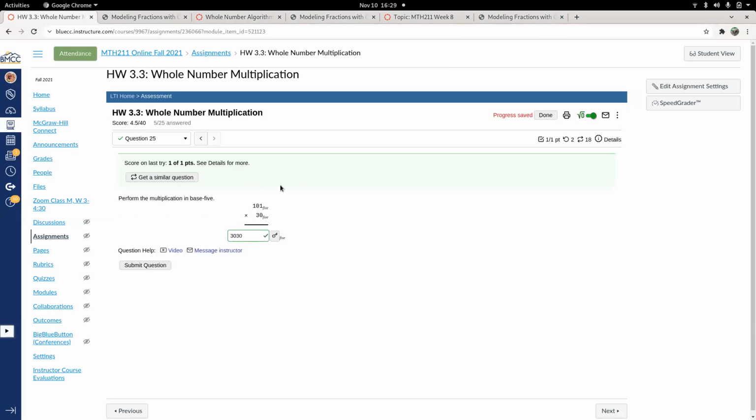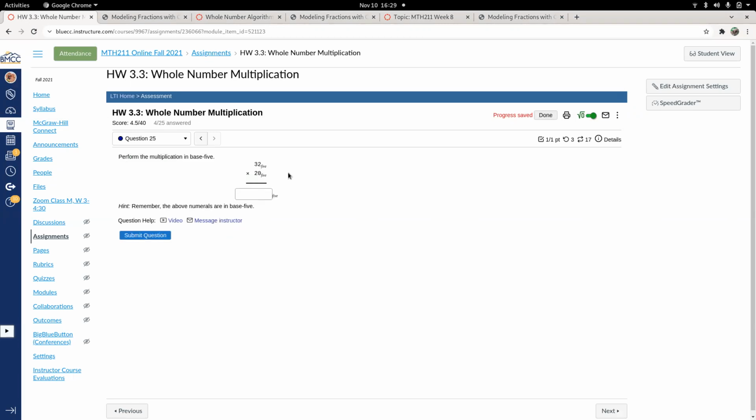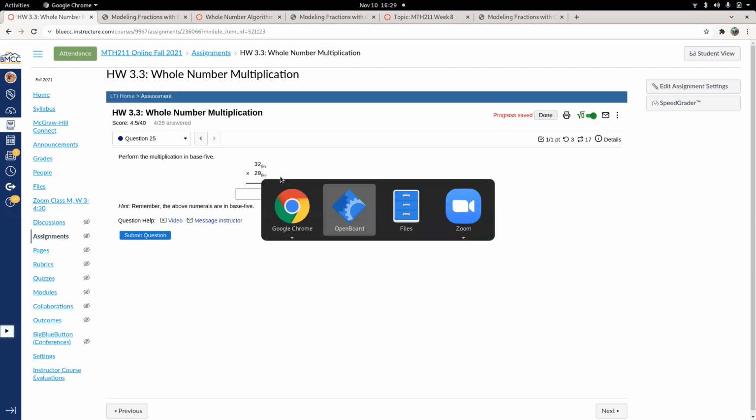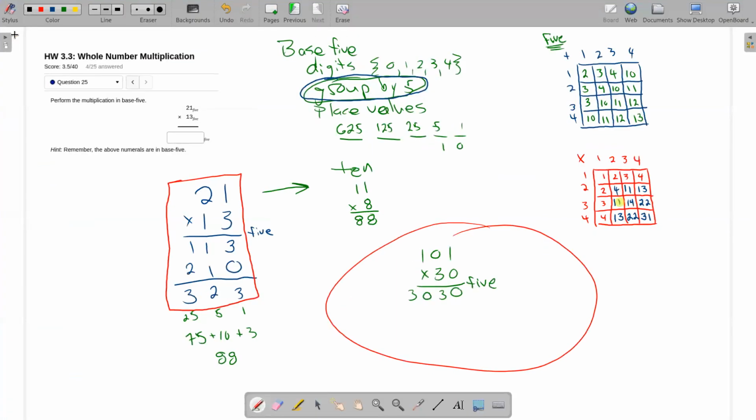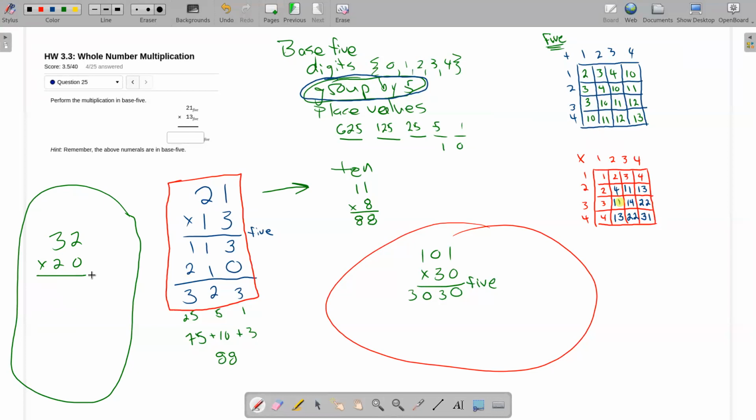3030. One more. Maybe this one will be more interesting. Slightly. 32 times 20. Let's see. I can squeeze that in over here on the left. 32 times 20. With the 0 there, it's even easier. So this one's going to be super easy too. Multiplying by 0, nothing happens. We just put a placeholder. Ooh, 2 times 2, that's not bad. That's 4. 2 times 3, that's 6. How do I write that in base 5? A group of 5 and 1 left over. So this should be 1140 in base 5. So I guess my first one was the most challenging one I got so far.